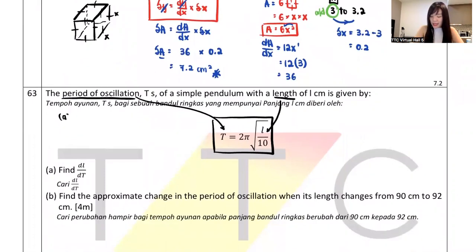A, find dL/dt. Guys, how do I find dL/dt? Can anyone tell me? When you look at this equation like that, they want to find dL/dt. What would you guys suggest me to do? Guys, okay, listen to me. Maybe you will tell me, teacher, find dt/dL first, then flip it. Can also, but got easier method. What is the easier method, my dear?